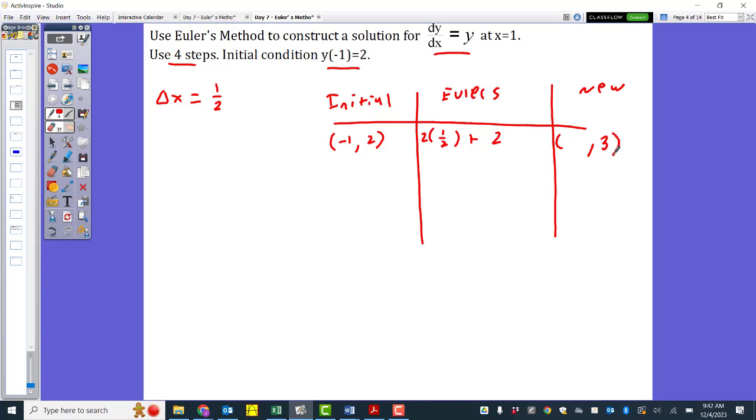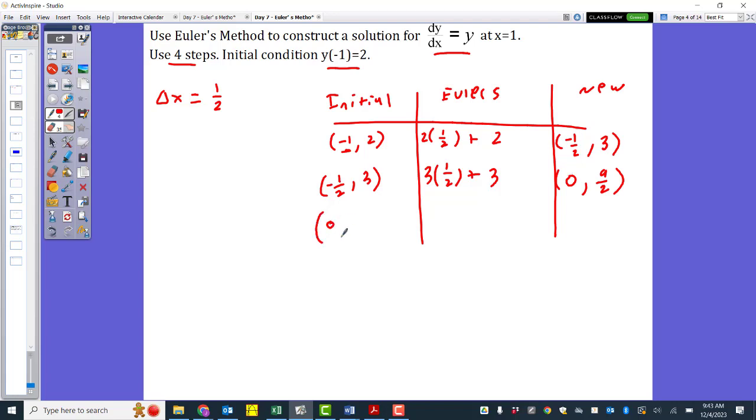Well, that means we need our new x value. We said our change in x is 1/2, so our new x is 1/2 away from this x value. So -1 plus 1/2 is -1/2. And we do it again with this new point, and we keep doing this process until we get to the x value we want. We have our slope, which is 3, times our change in x, plus our initial, which is 3 again. So 3/2 plus 3 is 9/2. And then our new x is 0 this time.